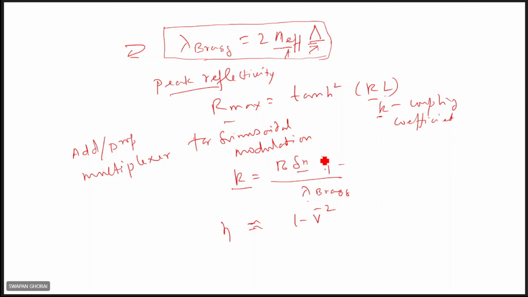Wait a minute, it is the fraction of power that is contained within the fiber core. This eta is related to the V number of the fiber, 1 minus V to the power minus 2. So these relations are most important.